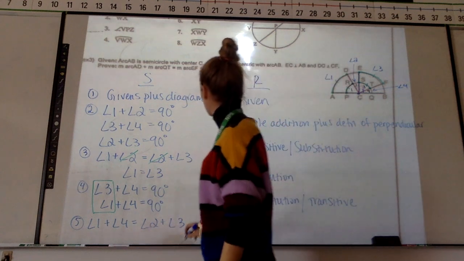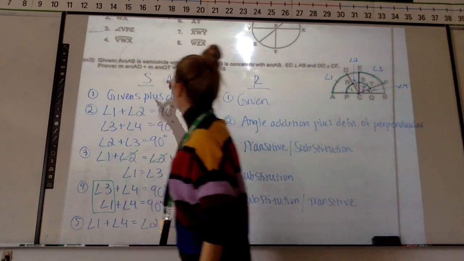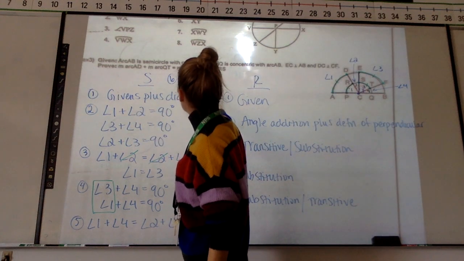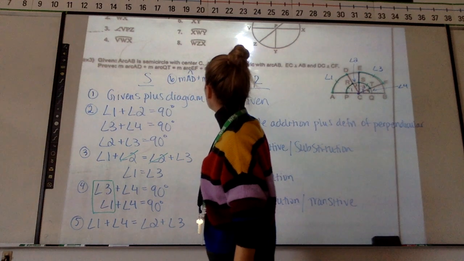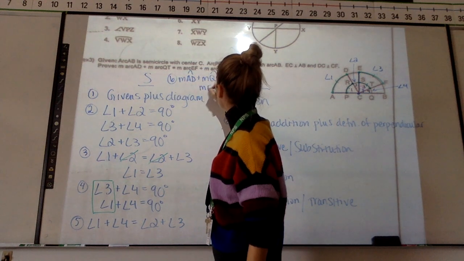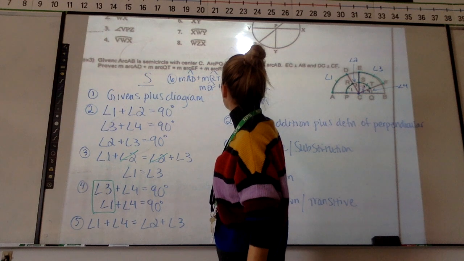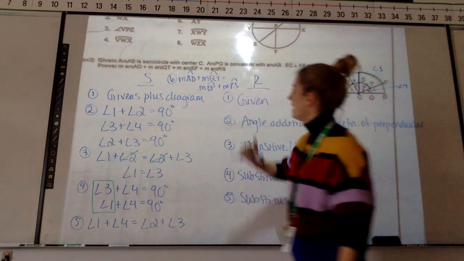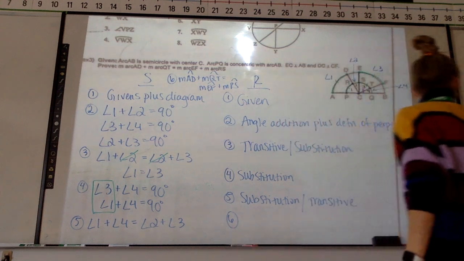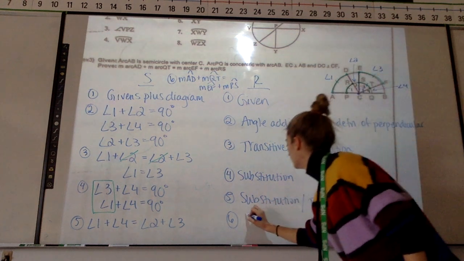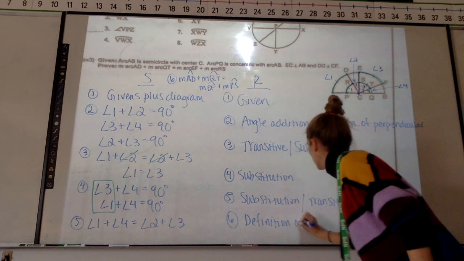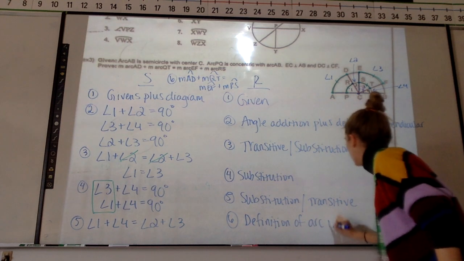I'm sorry, guys. I'm going to throw it up here. Your sixth statement is your final statement, your final proof. The measure of AD plus the measure of QT is equal to the measure of EF plus the measure of RS. And our reasoning for that is because of the definition of arc measure.